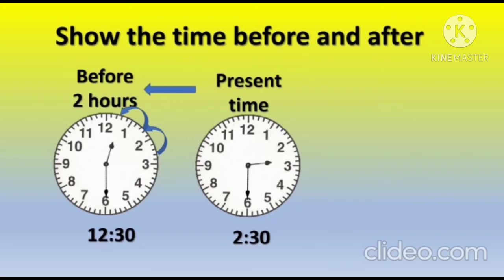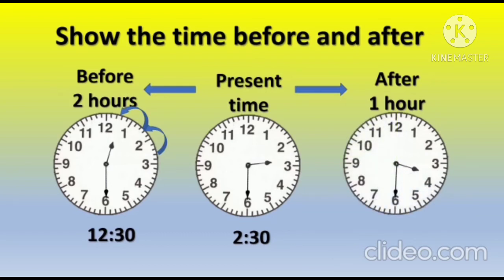Again, from the present time, how will you calculate after 1 hour? So the minute hand will not change from its place. Only the hour hand will shift one position later. It was between 2 and 3. Now it will move between 3 and 4. That is, 3:30 is the answer.